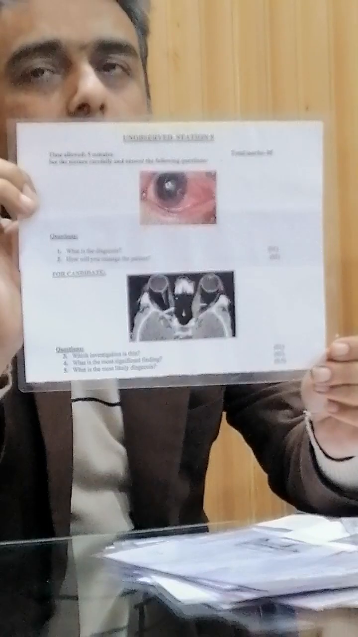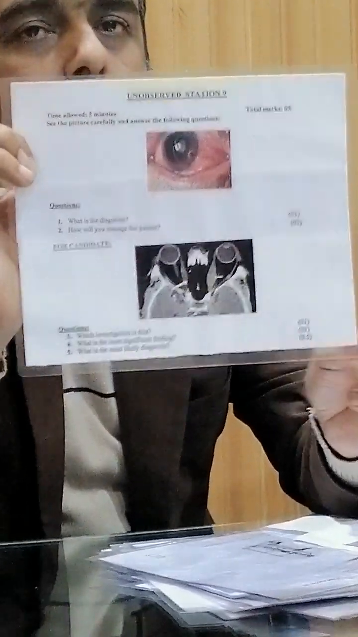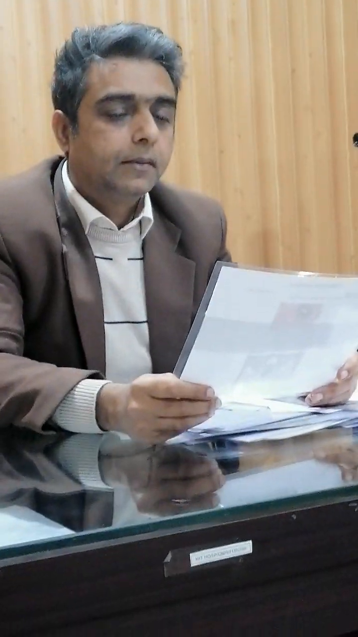Can you see this? And there are two pictures. In the upper picture, it is a picture of the cataract, and the question is written: what is the diagnosis? You should write cataract. It is of one number. How will you manage the patient? Now you should know that it is treated by ECCE and phacoemulsification. Very simple.